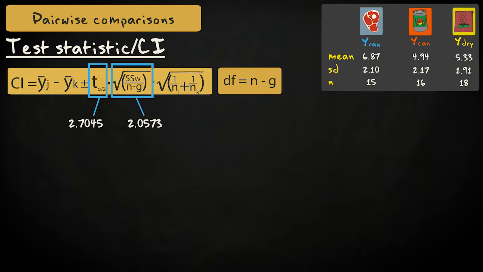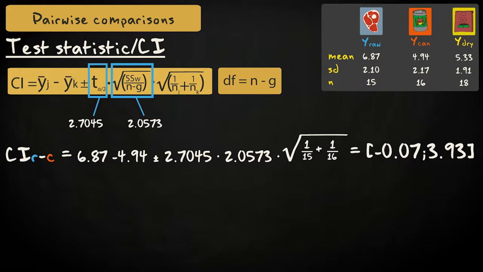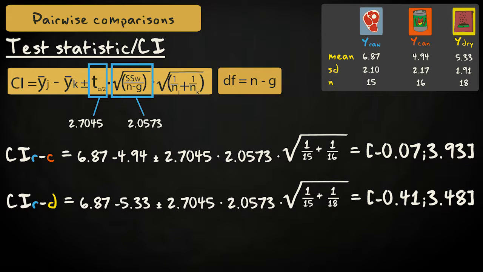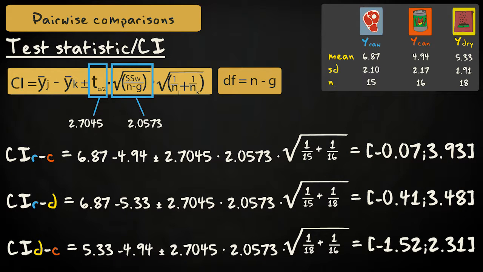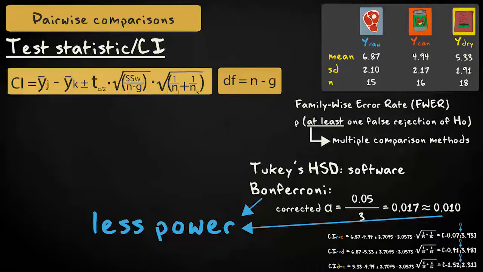Using the formulas for each of the three comparisons with the appropriate group means, we find confidence intervals ranging from minus 0.07 and 3.93 for the difference between raw meat and canned food, minus 0.41 and 3.48 for the difference between raw meat and dry food, and minus 1.52 and 2.31 for the difference between canned and dry food. None of the intervals show a significant difference. This is not only because the Bonferroni method has less power, but also because we rounded down our alpha and degrees of freedom by using tables.